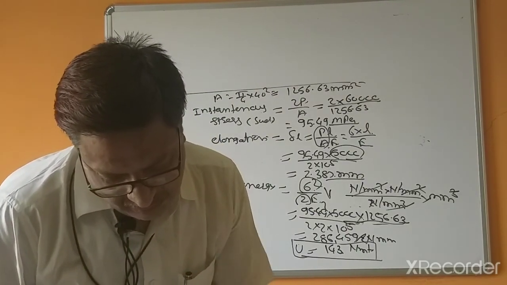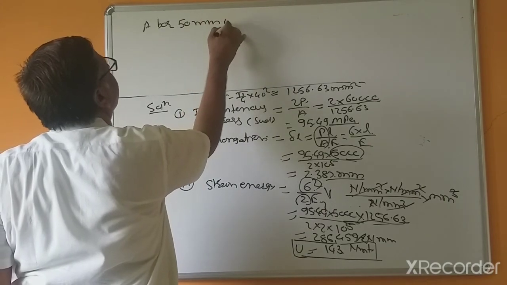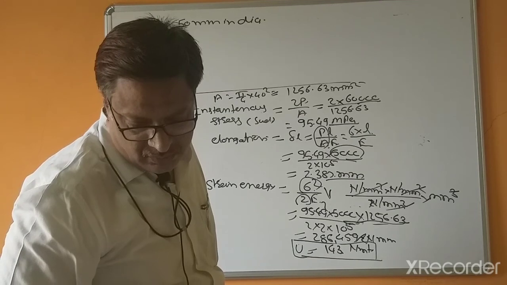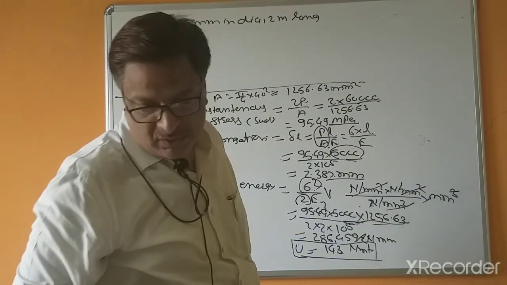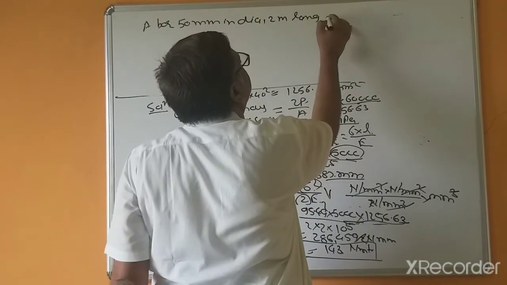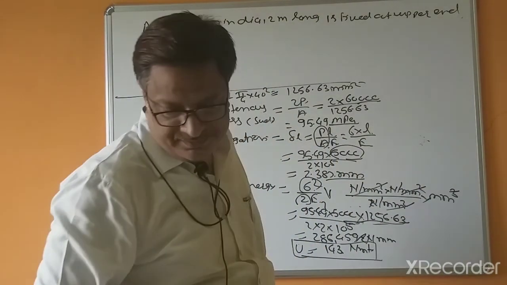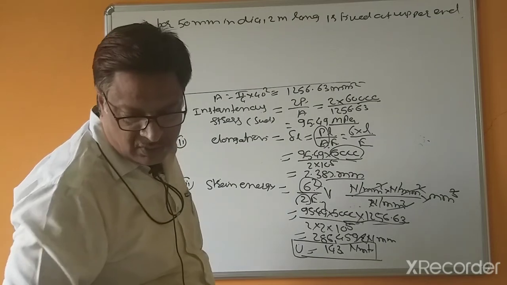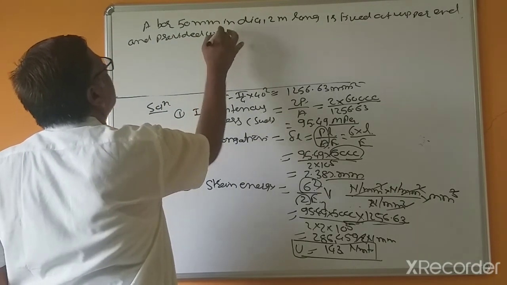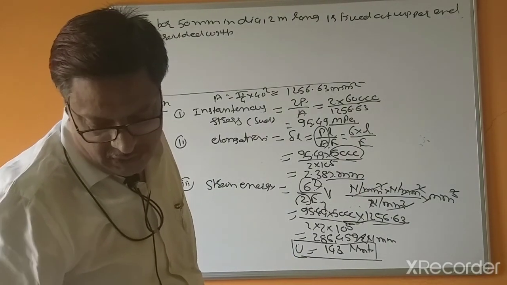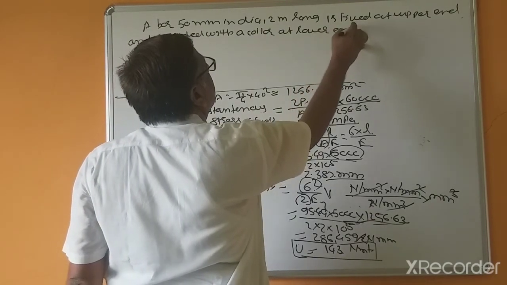A bar 50 mm in diameter, 2 meter long, is fixed at the upper end and provided with a collar at the lower end.